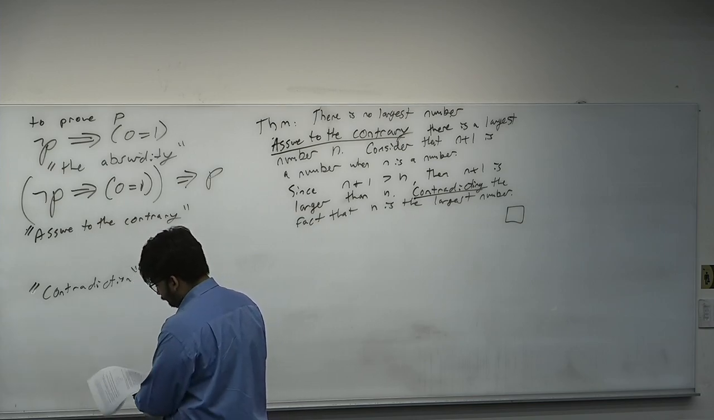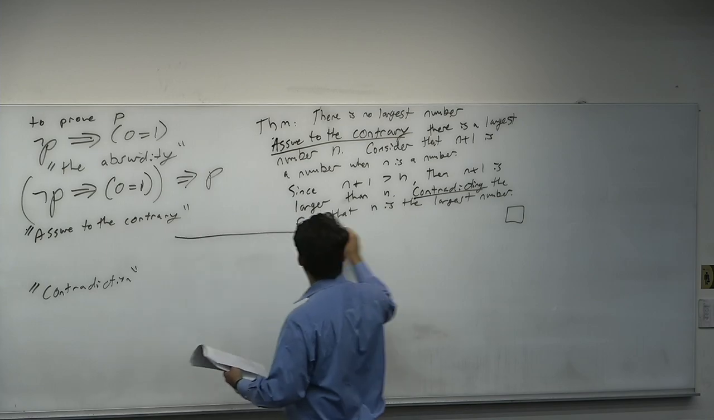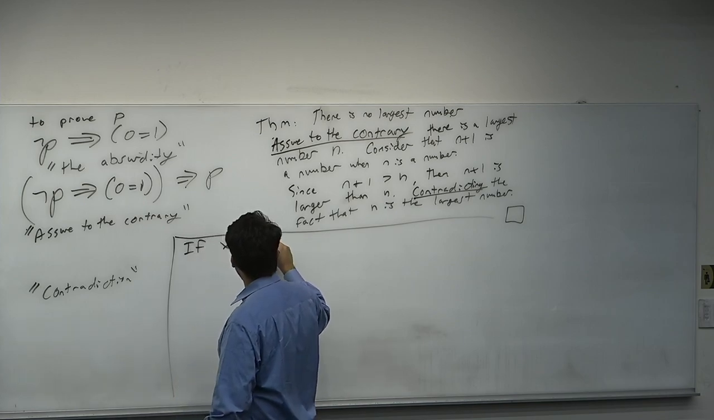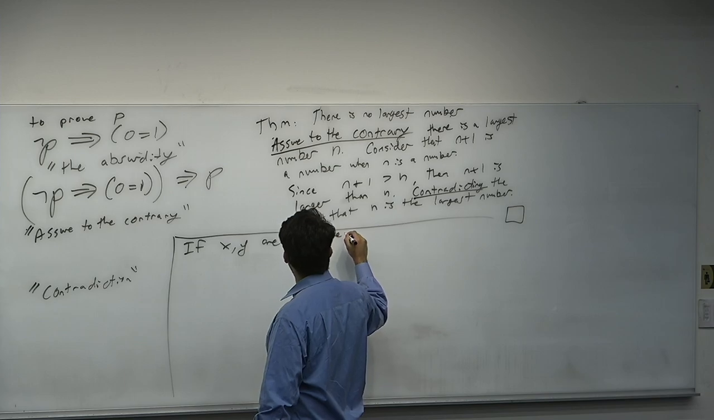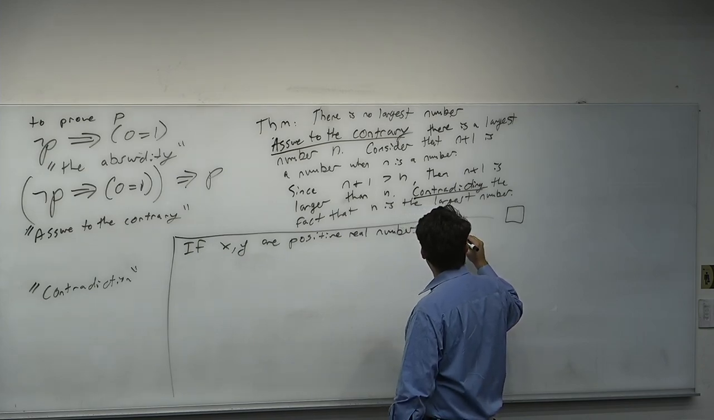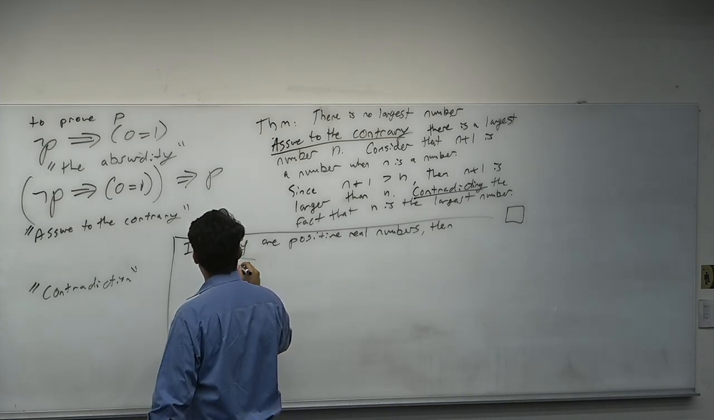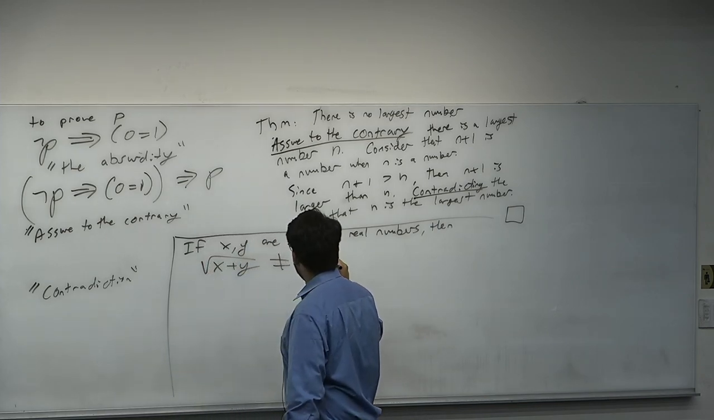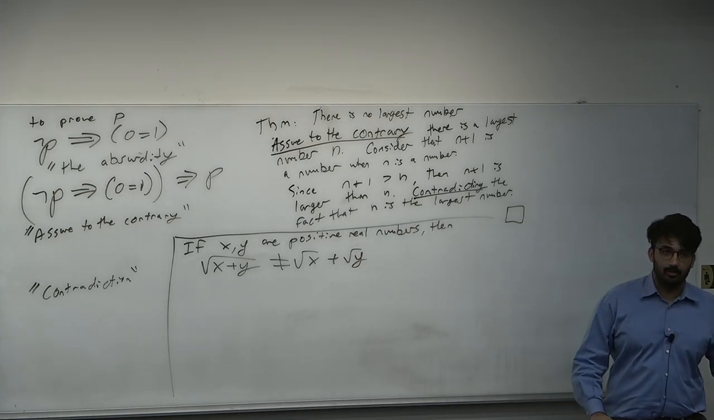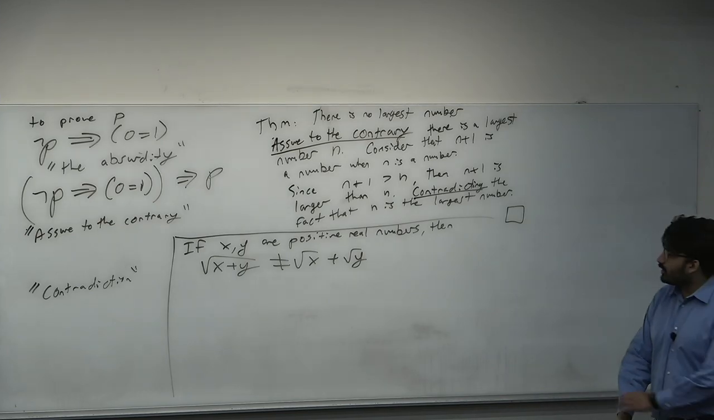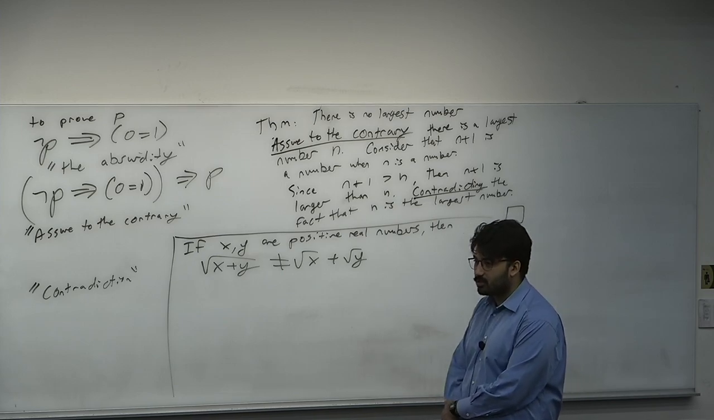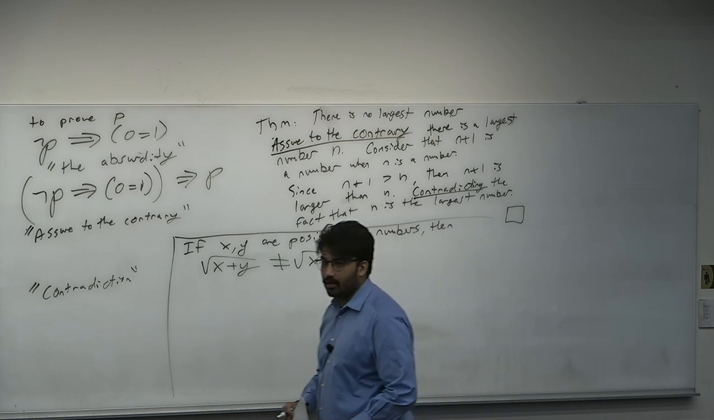Make sure I have this next one. If x, y are positive real numbers, then the square root of x plus y does not equal the square root of x plus the square root of y. Right? So let x and y be positive real numbers. They're non-zero. We want to prove that for every two positive real numbers, x and y, the square root of x plus y does not equal the square root of x plus the square root of y. We want to prove that.